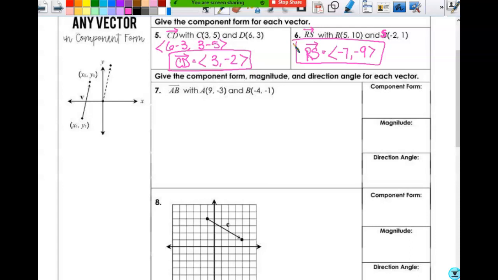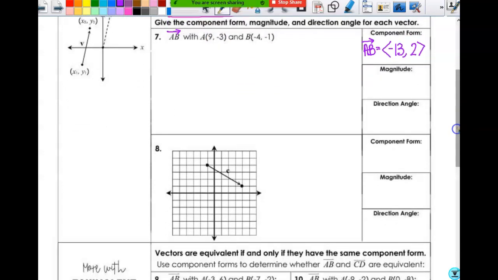All right, so then it says, give the component form, the magnitude, and direction for each vector. We have vector AB, and they give us the ordered pair for A and the ordered pair for B. So my component form of AB is, I'm going to take negative 4 minus 9, that gives me a negative 13. And then negative 1 minus a negative 3 is going to give me a positive 2. So that's my component form.